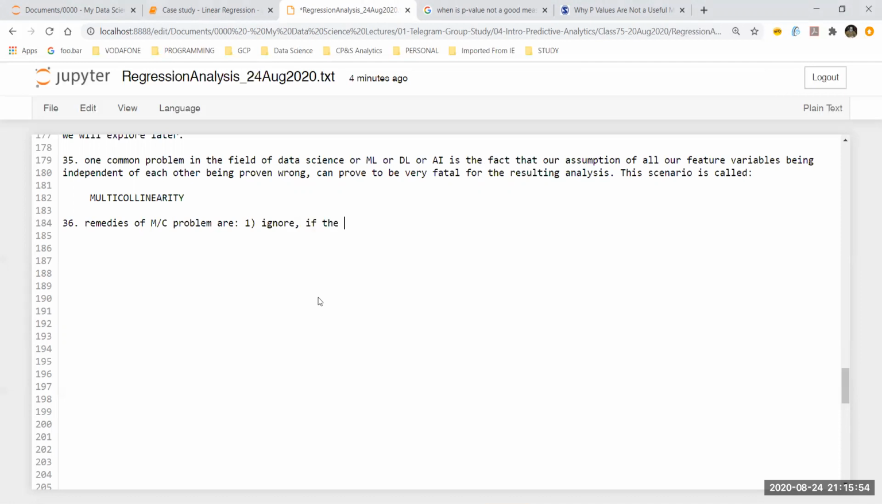Ignore if the correlation is not really that big, right? Clearly, you can ignore it. You can ignore if the correlation is not that big. I mean, it is big, but it is not that big. Let's say the correlation is only plus 0.3 between newspaper and radio. If that is the case, then I don't think I need to take care of that.